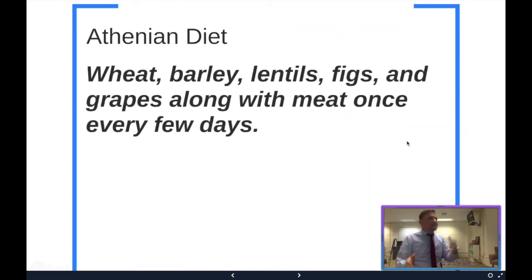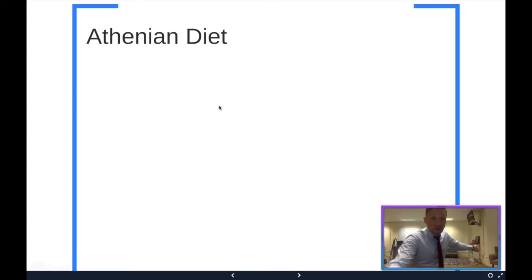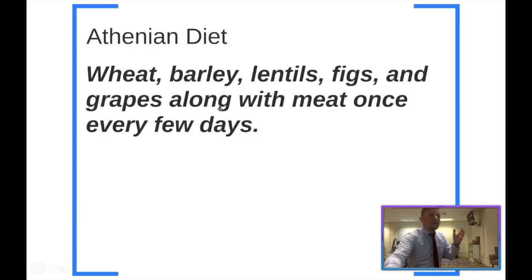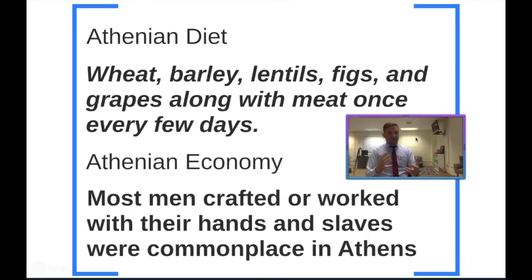And so the Athenian diet was also a very important thing for you to understand. They ate mostly things like wheat and barley and lentils and figs and grapes, along with a little bit of meat once every few days, but it wasn't this grandiose lifestyle. Not every single person was going out and eating like this, because a lot of poor people didn't even eat this well. Most people that lived in Athens did not have a home that was this nice, right? There was still a very, very huge lower class within Athens, right? And the Athenian economy is going to rotate around this entire thing, right?